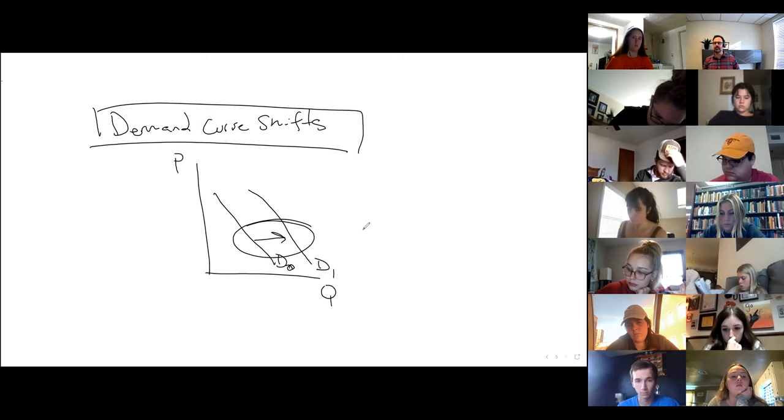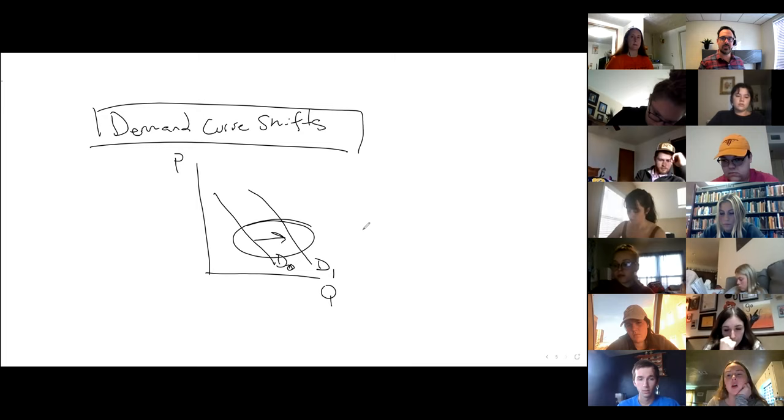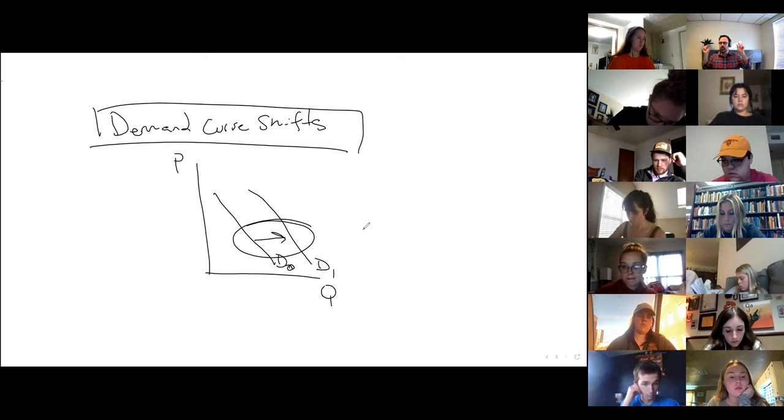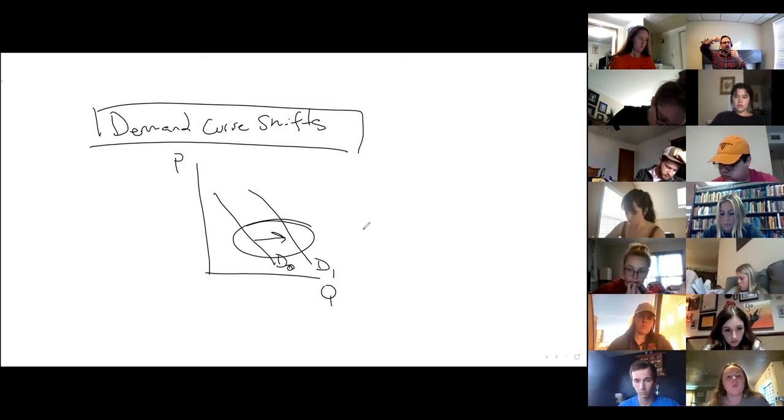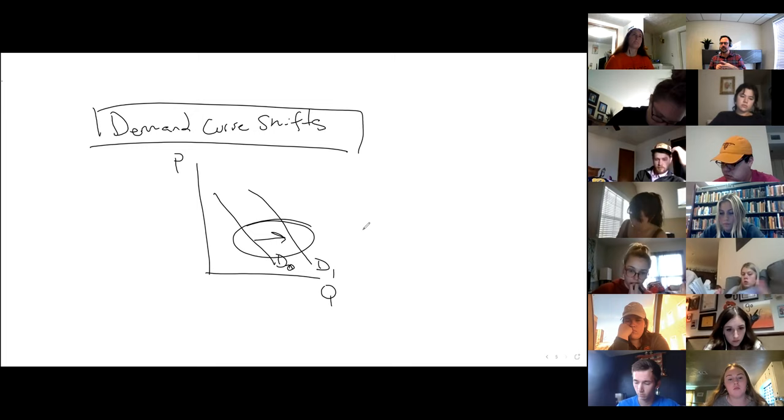It's like a change in preference or income, not necessarily price. Okay, and so, yeah, you gave me two beautiful examples of things that would shift a demand curve. Can you tell me what it is about those two things that causes a shift rather than just a movement along? And if you're saying that's way too ambiguous, I don't know what you're asking, that's okay.